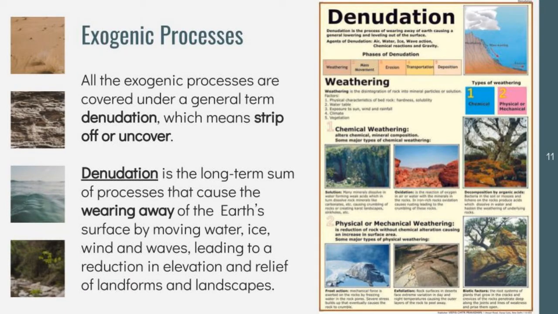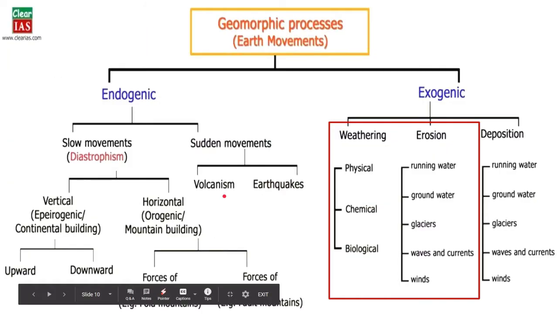So all the exogenic processes are covered under the general term denudation, from nude, to strip or uncover. It is the long-term set of processes that cause the wearing away of the Earth's surface, caused by the following: ice, water, winds, and waves. So this results in the reduction in elevation and relief, or deformation of landforms and landscapes.